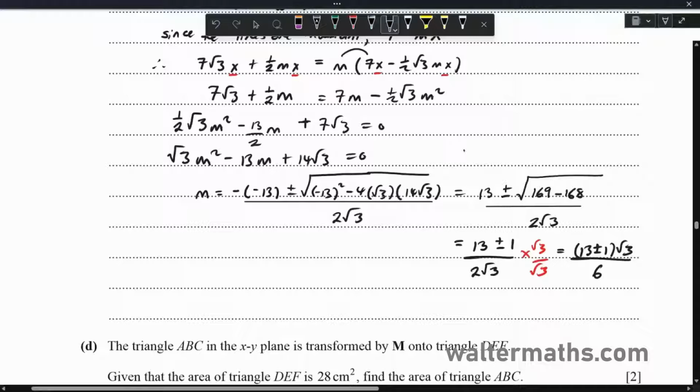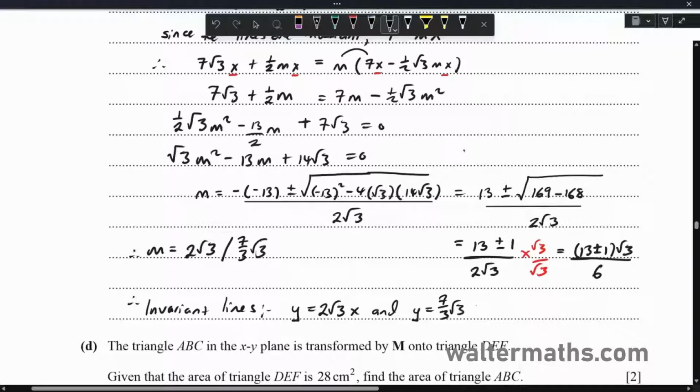Simplifying this, the possible values of m will be 13 minus 1, which is 12, and 12 root 3 over 6 is 2 root 3. Then 13 plus 1, that's 14, and 14 root 3 over 6 is 7 over 3 root 3. So the invariant lines will be y equals 2 root 3 x and y equals 7 over 3 root 3 x. So these are the answers.